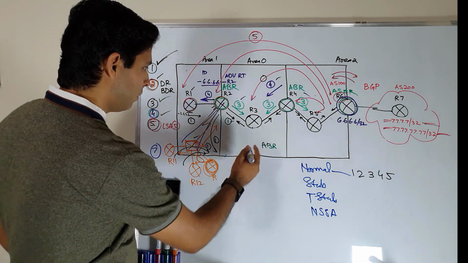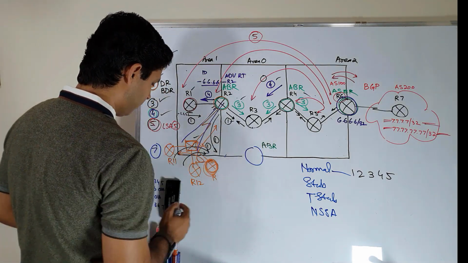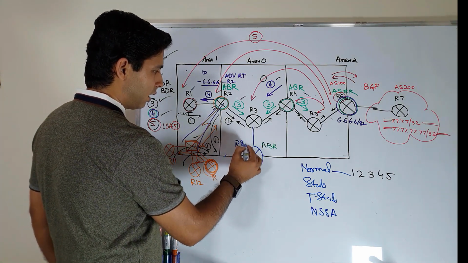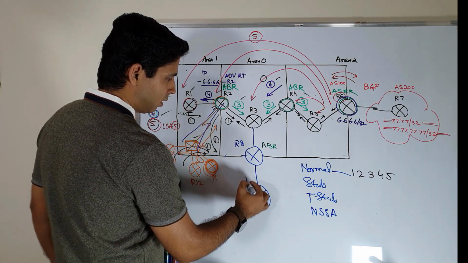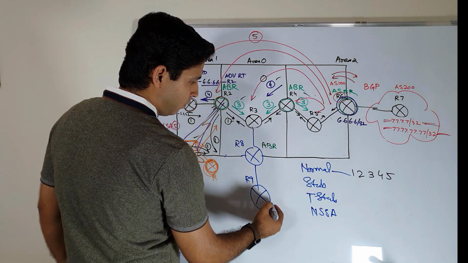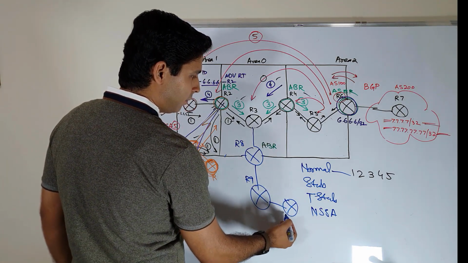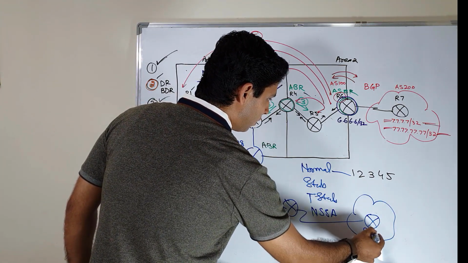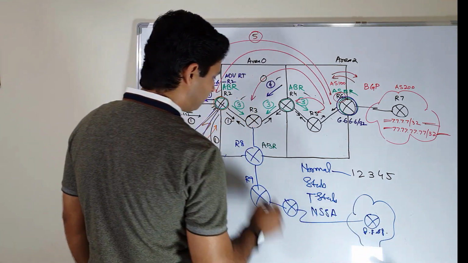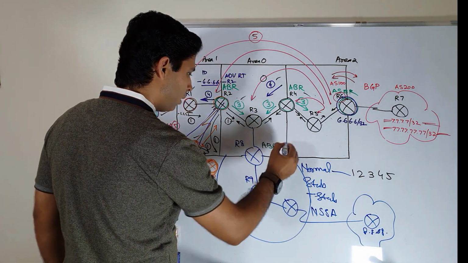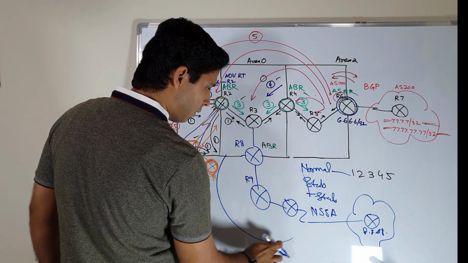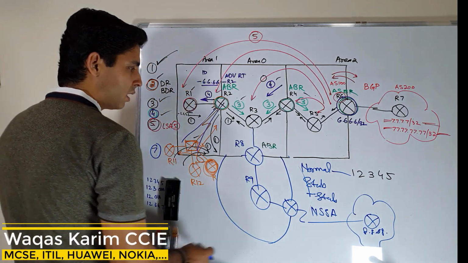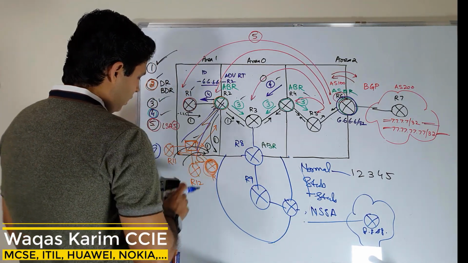To explain stub area, let me make an ABR here. Let's say this is also our boundary router. We name it R8. Then we have an internal router which is called R9. We have another router which is called ASBR, which is again going to BGP, which is 8.8.8.8. So this type of area is basically on the boundary. So this type of area is called the stub area. If we don't have the ASBR, this is the stub area.